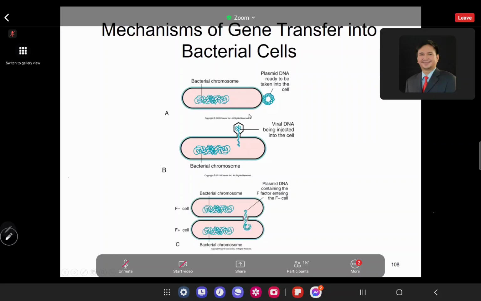So three ways, again, to transfer DNA materials: through transformation, transduction using a bacteriophage, and conjugation using a pilus or a sex pilus or conjugative pilus.